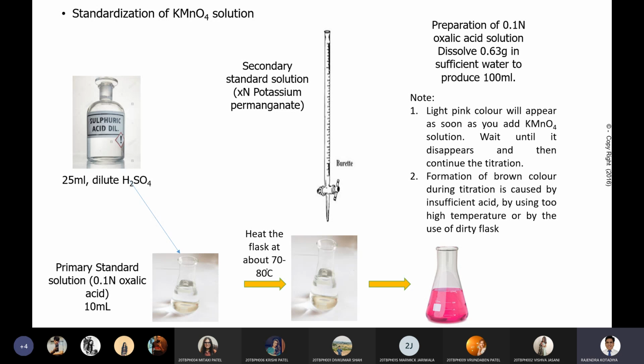Now you find that here we haven't used any kind of indicator. Why?